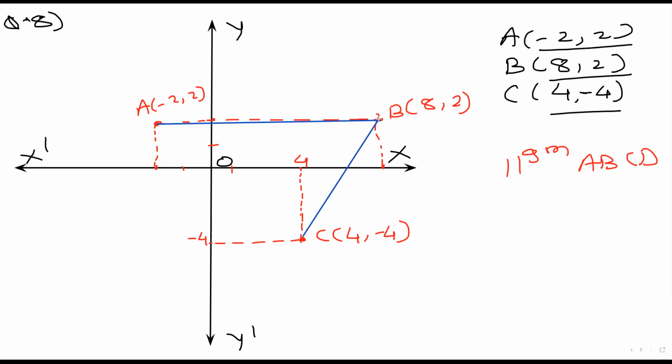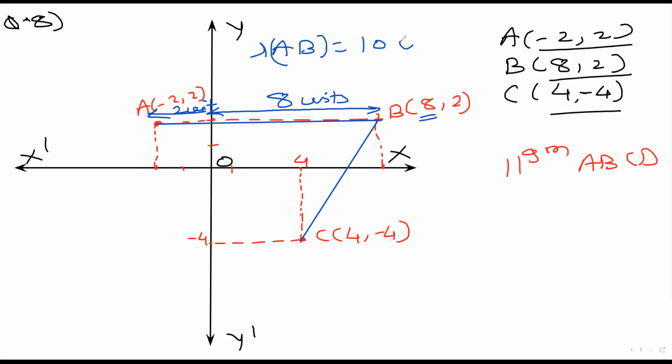Join AB. Join BC. Okay. Now you have to see what is the distance AB. What is the distance AB? Look carefully. The distance from the y-axis is the x coordinate. So this is 8 units. From the y-axis to this point B is 8 units, and here it is 2 units. It is minus 2, but distance is never negative. So the length AB is 10 units.